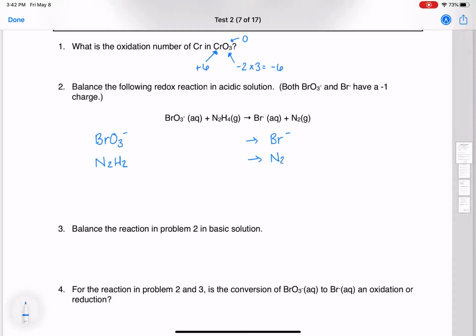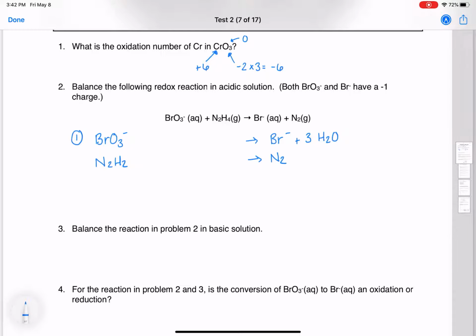And I give myself a lot of room here. I don't know how much stuff I'm going to have to fill out. So we're going to start, first of all, with this half reaction right here. First thing that we do is balance the bromines. They're already balanced. Now we balance the oxygens by adding water. Since we have 3 oxygens on the left side, we need to put 3 water molecules over on the right.